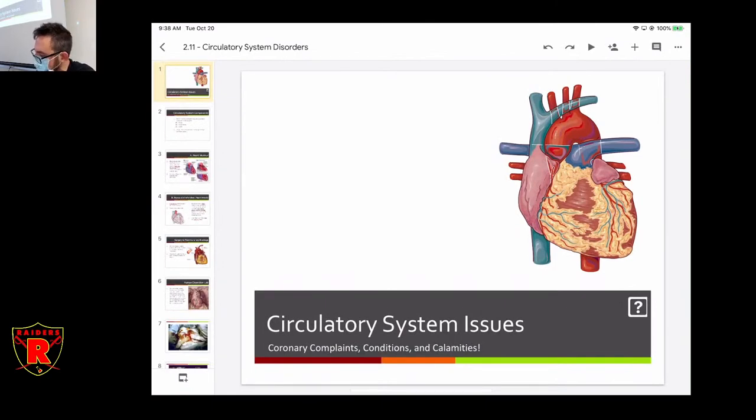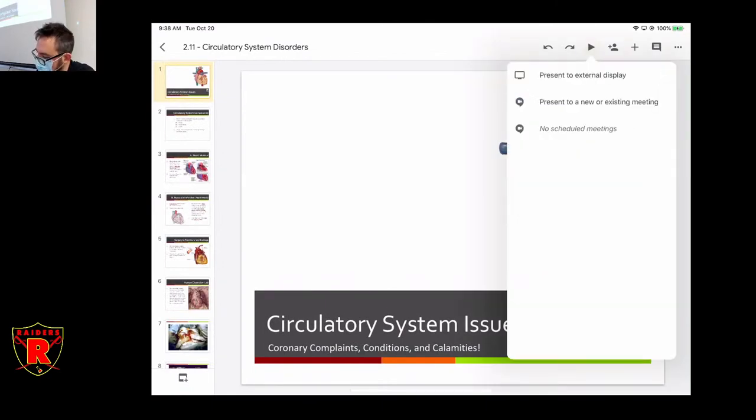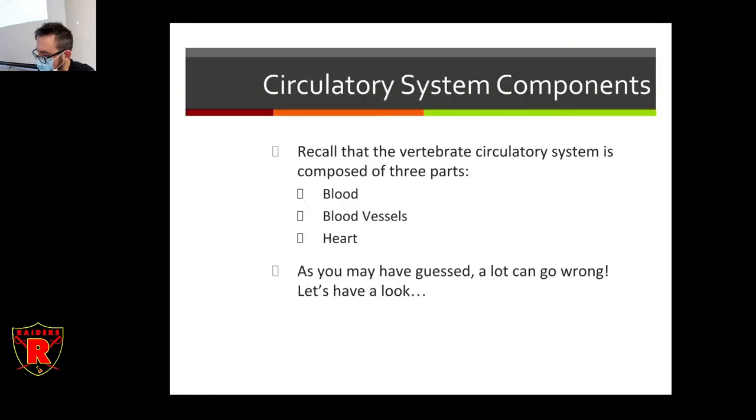I don't think there are as many graphic pictures in this one. Circulatory system stuff doesn't seem to bother people quite as much. So this is all going to be dedicated to circulatory system issues. We're going to be talking about problems with the blood, blood vessels, and heart.